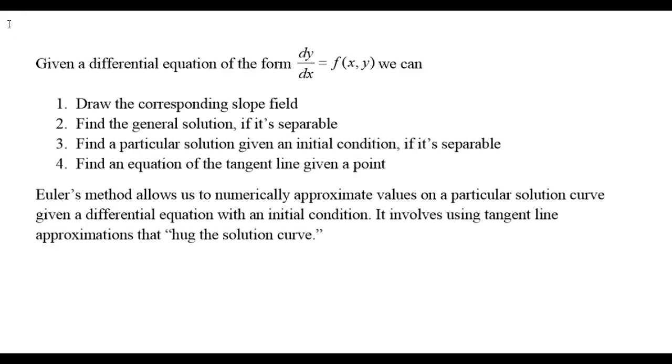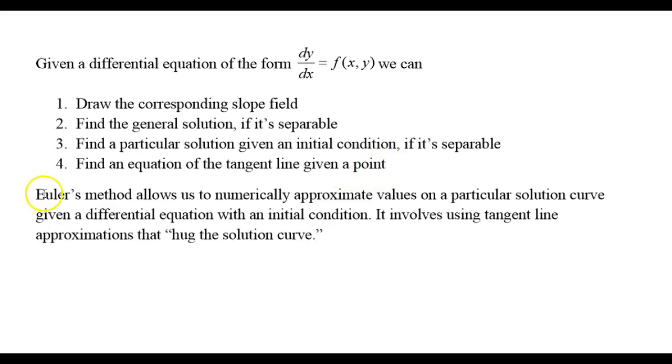Before we begin, let's talk about what we can do so far given a differential equation of the form dy/dx equals f of x comma y. In other words, we're given a derivative that might have x's and y's in it. So far, we can draw the corresponding slope field. We can find the general solution, with a plus c, if it's a separable differential equation. We can find the particular solution, with no plus c, if we're given an initial condition, again if it's separable. And with a differential equation, we can find an equation of a tangent line as long as we're given a coordinate point, so an x and a y.